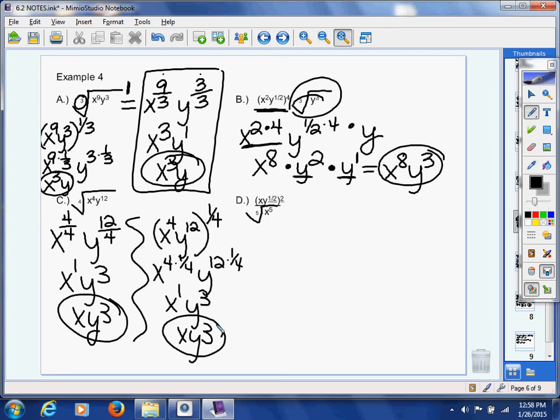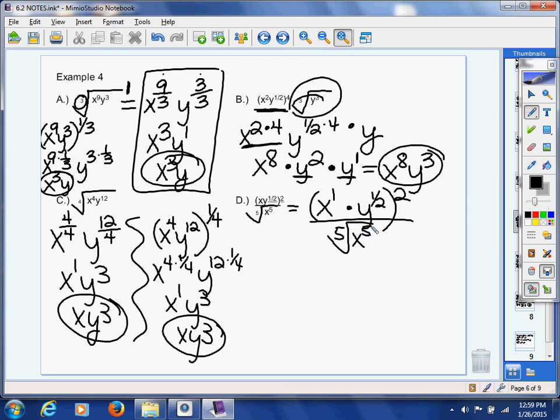All right, let's get to letter D. We have power to a power. Now, if I expand this out a little bit bigger, you'll see that x doesn't have an exponent on it. That just means it's an understood 1. Y has an exponent of a half, and we're raising that to the second power. Okay? And then we are to take the fifth root of x to the fifth. All right, so power to a power.